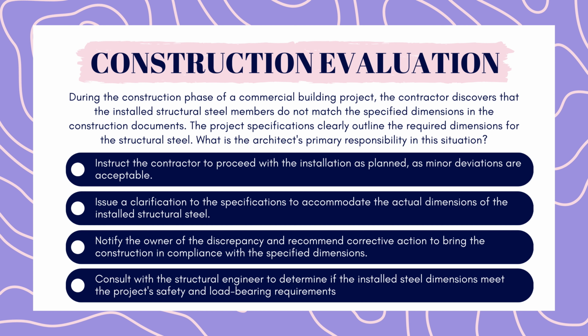Instruct the contractor to proceed with the installation as planned, as minor deviations are acceptable. Issue a clarification to the specifications to accommodate the actual dimensions of the installed structural steel. Notify the owner of the discrepancy and recommend corrective action to bring the construction in compliance with the specified dimensions. Consult with the structural engineer to determine if the installed steel dimensions meet the project's safety and load-bearing requirements.